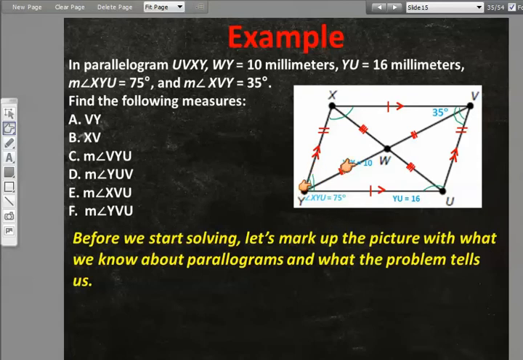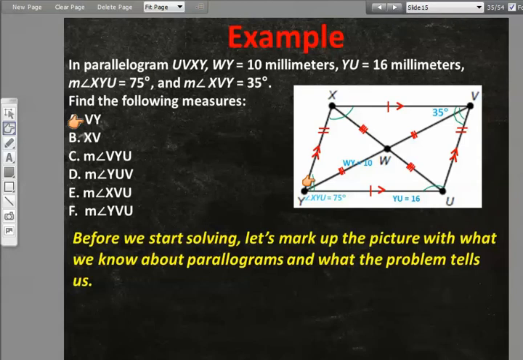Don't let those lines mislead you. I put those lines in there to show you that opposite angles were congruent. So if this angle right here is 75, this angle right here is 75 degrees. If I want to find out what UVW is, I'm going to take 75 minus 35. And look, I put the measure of the segments down here. YU is 16, WY is 10.